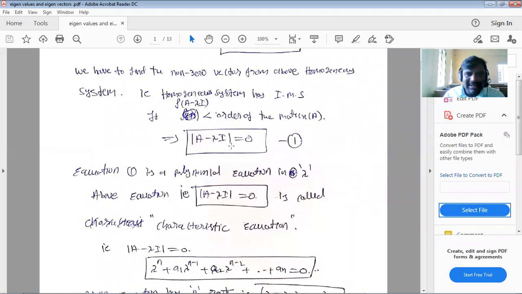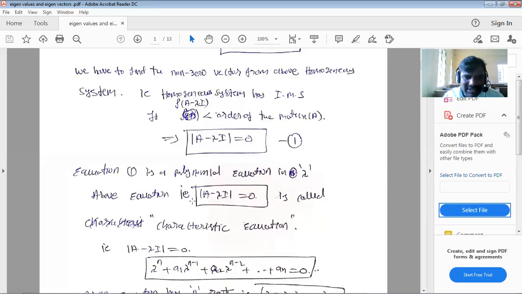Therefore, this determinant is nothing but a polynomial equation in lambda. How do we get the polynomial equation? We will discuss it in the problem now. We understand this is a polynomial equation in lambda. You have to expand, take the entries 1,1, 2,2 and so on, and find the determinant of the matrix. We get the answer as a polynomial equation in lambda.